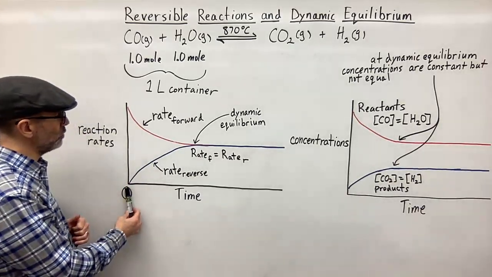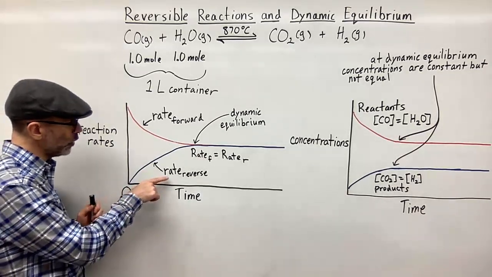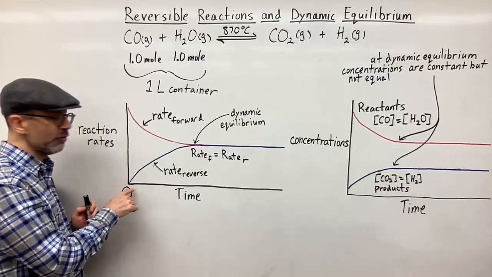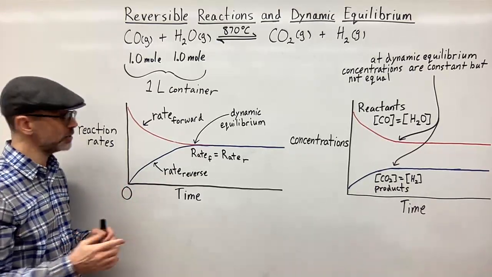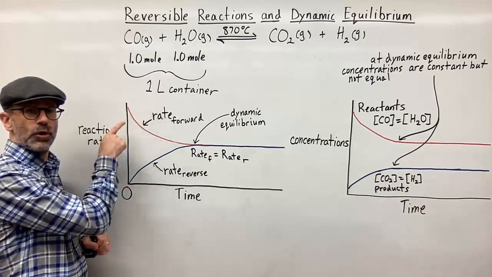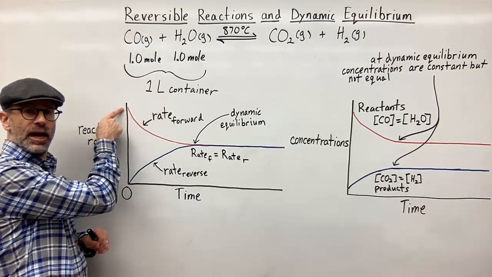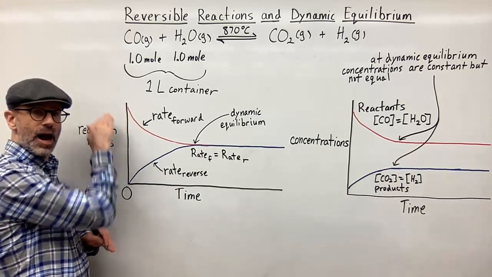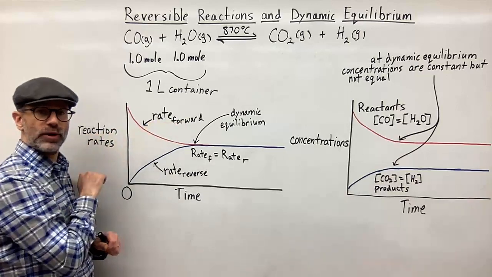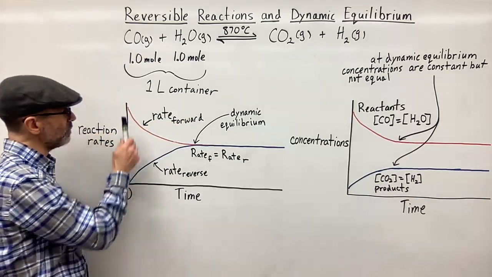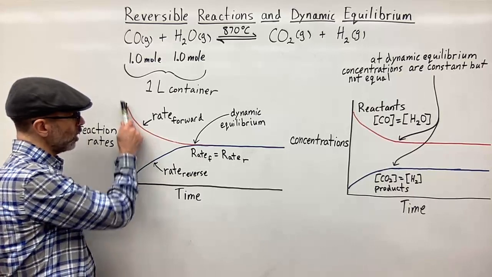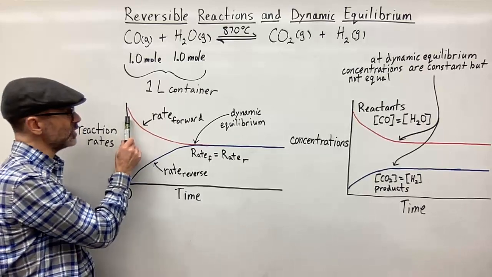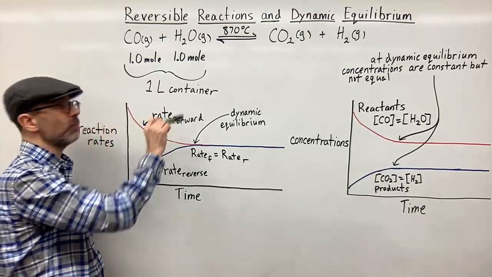At time 0, the reverse reaction rate is 0, right? There's no rate of the reverse reaction because we don't have any products. The rate of the forward reaction is up here at its highest point. So at the very beginning, we have a very high rate of the forward reaction. But what happens over time? Over time, the concentration of the reactants decreases because we're starting to form product.